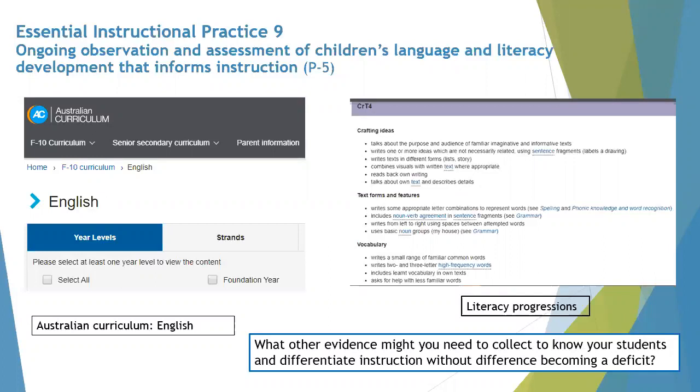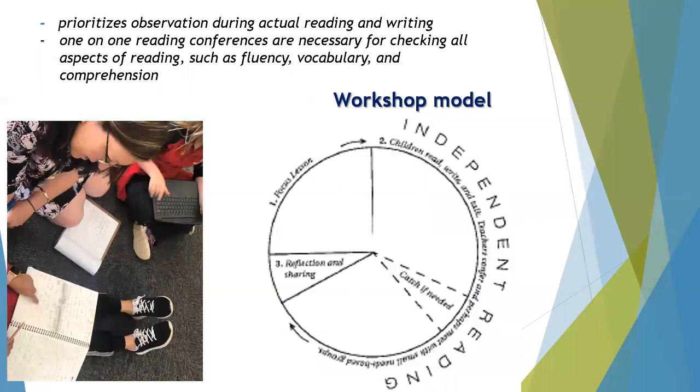Instruction is powerful only when it is sufficiently precise and focused to build directly on what students already know and to take them to the next level. The most critical aspect of design is focus, and this is determined from our ongoing observation and assessment. So the essential practices remind us that we need to prioritise observation during actual reading and writing. One-on-one reading conferences are necessary for checking all aspects of reading, such as fluency, vocabulary and comprehension.